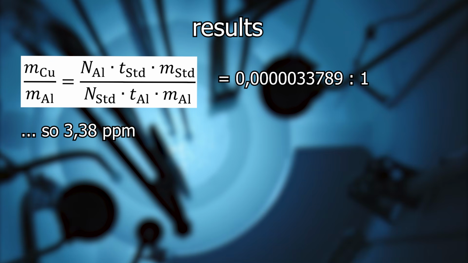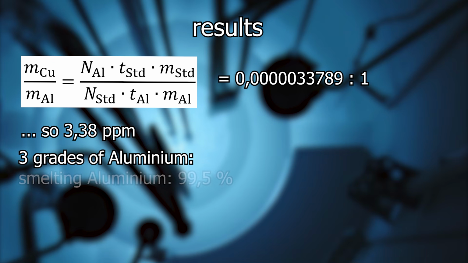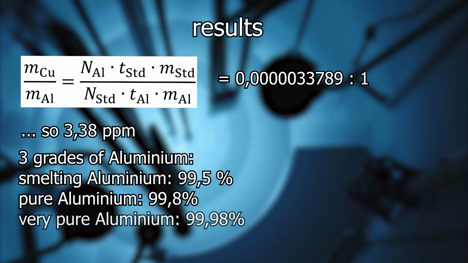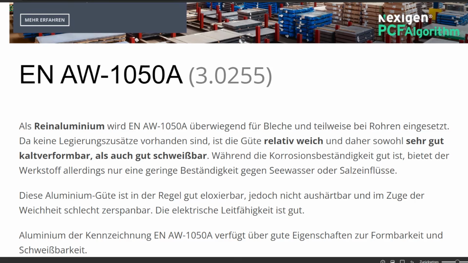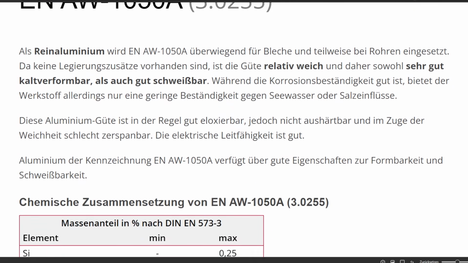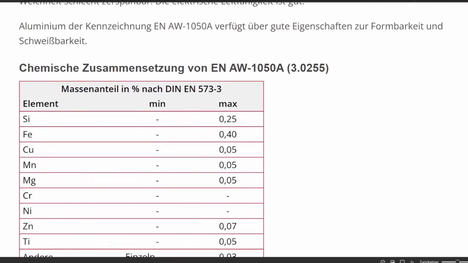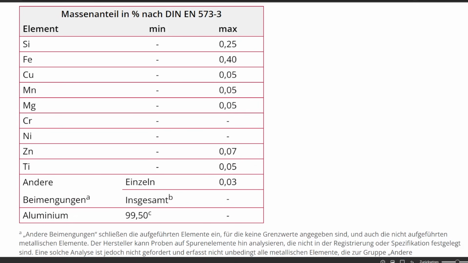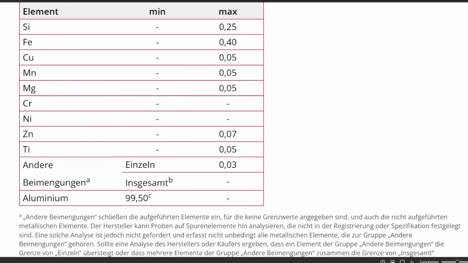There are different grades of aluminium purity. Smelted aluminium is 99.5% pure, pure aluminium is 99.8%, and ultra pure aluminium can be up to 99.98%. Online it says that the aluminium in aluminium foil is pure aluminium, and according to the European standard AW1050A, this may contain a maximum of 0.05% copper. That corresponds to an upper limit of 500 parts per million.